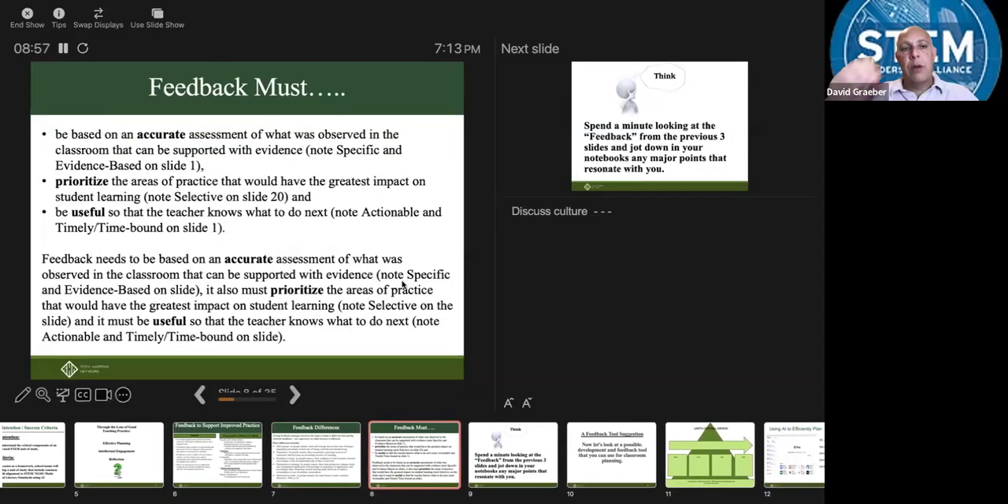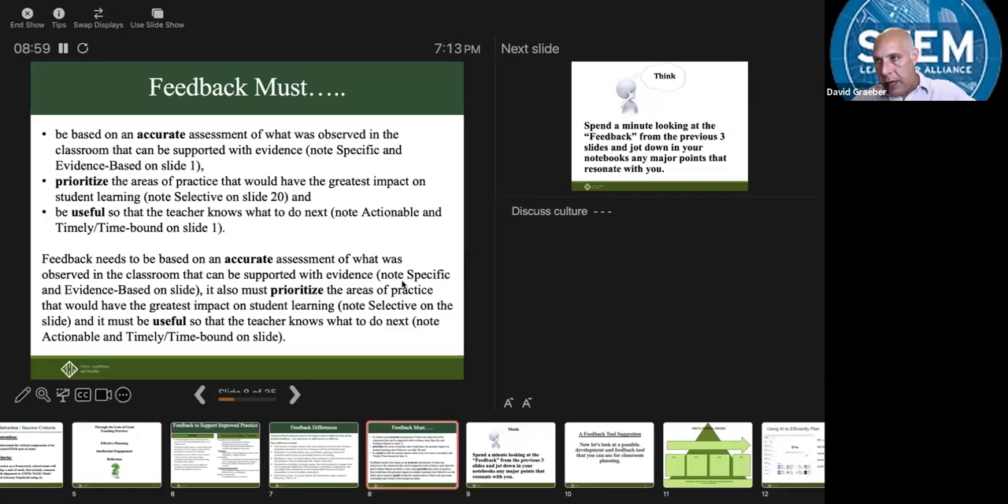So again, we talked about all this. I kind of just talked about this, so I'm not going to read it to you, but this talks a little bit about prioritizing the areas of practice that are going to have the greatest impact. What in our planning works best for students? And what is the student data throughout telling us?